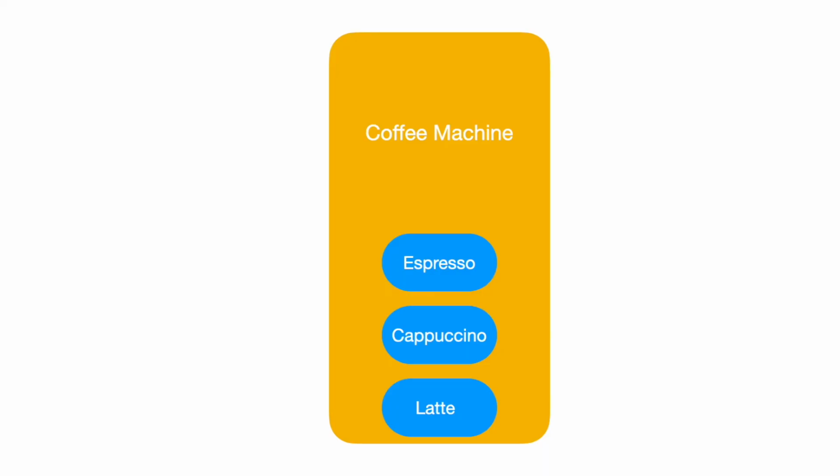Coffee machines are a perfect example of this pattern. In coffee machines, there are buttons which can make coffee of different flavors. So these are behaviors which are being added to the coffee on a button press.